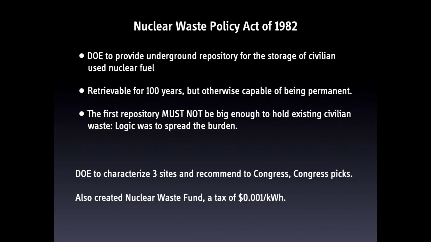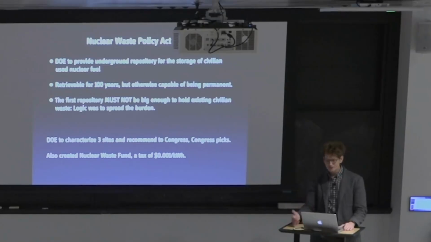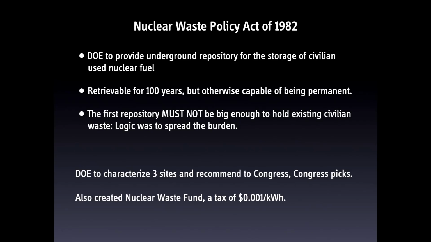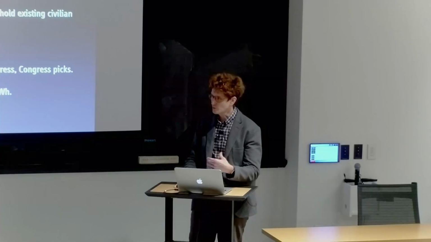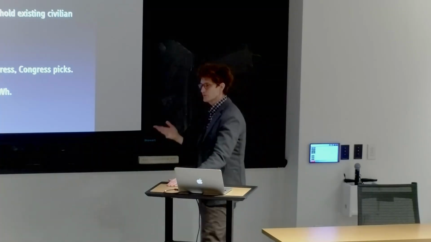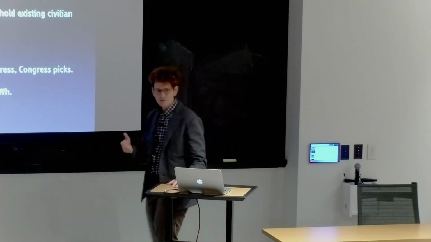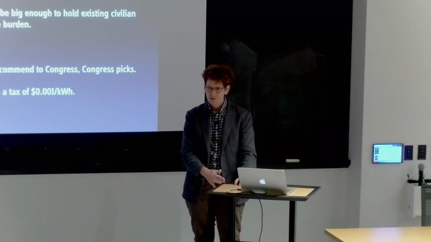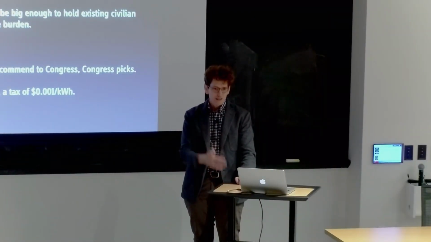potentially much more problematic. They said it should be retrievable for 100 years. Actually, I think it originally says 50 years and extendable to 100 years, but everyone treats it as 100 years, but otherwise capable of being permanent. This was an attempt to tamp down on the retrievability requirement. The problem with the retrievability requirement, in case it wasn't obvious, is that it meant you have to keep the repository open indefinitely, right? There has to be maintenance of the tunnels.